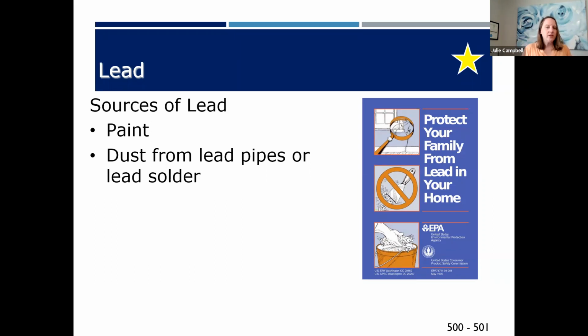The best resource we can give our buyers and tenants is this pamphlet from the EPA called Protect Your Family from Lead in Your Home. It helps educate the consumer on lead and the potential dangers of it, and what things we can do to reduce that risk. You can go to the EPA's website after class and get this. Your firm will also have it available so you can share it with your buyers and tenants. Anybody with children that's going to live there needs to be aware of the possible dangers.